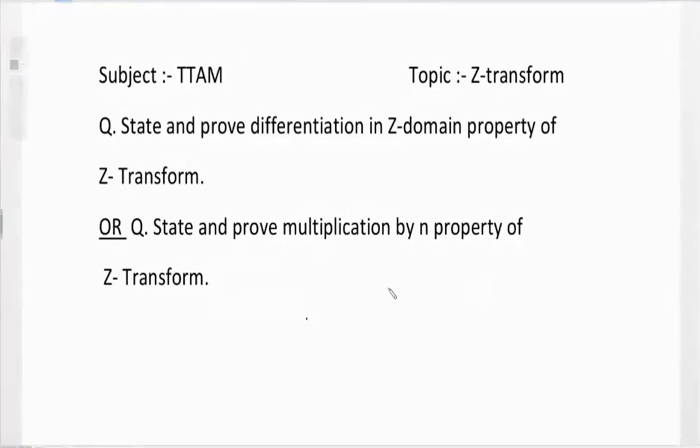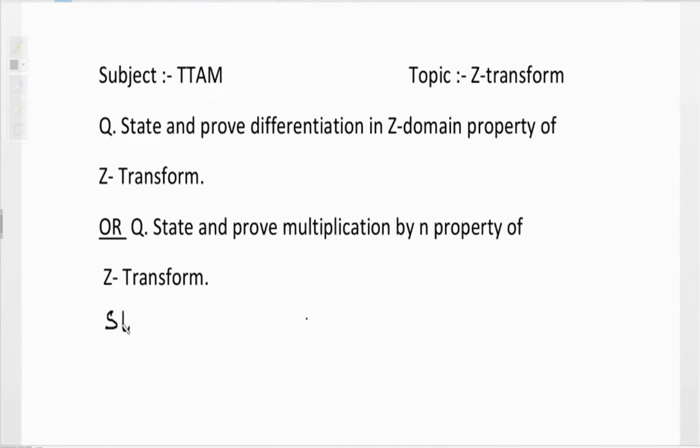Welcome all. Now, next point is one of the properties of Z transform. The question can be stated through the differentiation in Z domain property of Z transform, or the question can be stated through the multiplication by n property of Z transform.